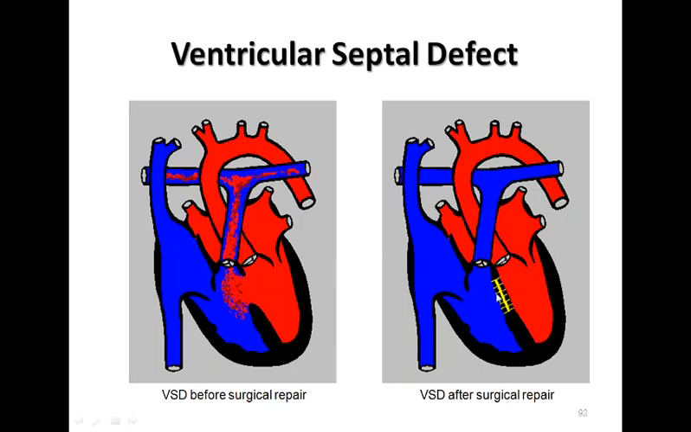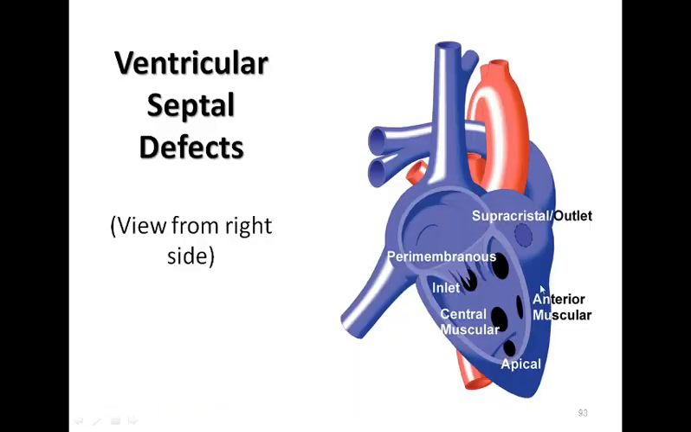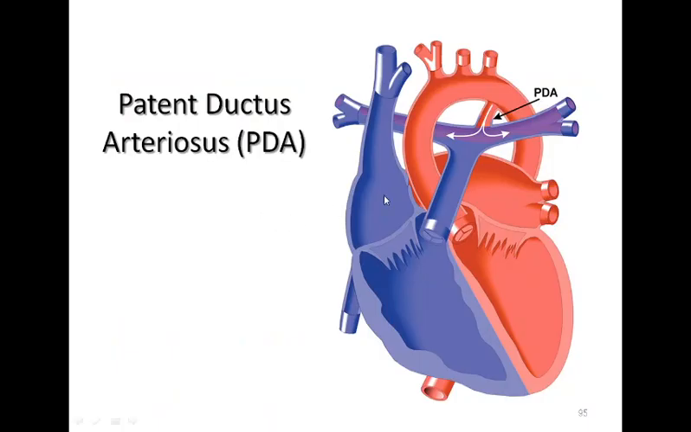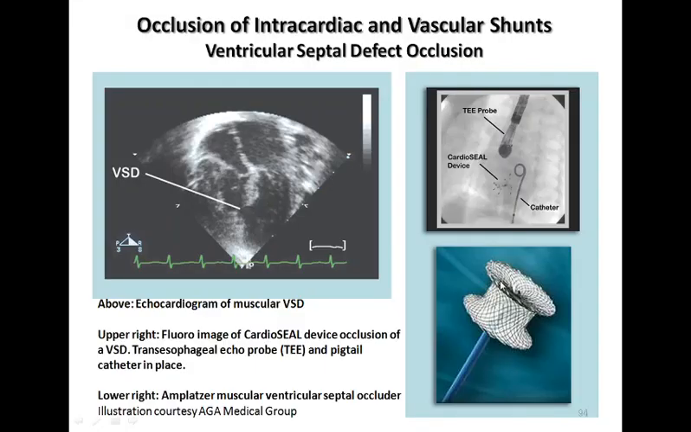Next defect is a ventricular septal defect. Again, this is the interventricular septum. This is the defect, and this is the closure. The location can vary. So this is a perimembranous defect, an inlet defect, central muscular defect, anterior muscular defect, apical defect. When you are going to close, again this is the device you are using to close the defect, and after closure, the patient gets a good prognosis.